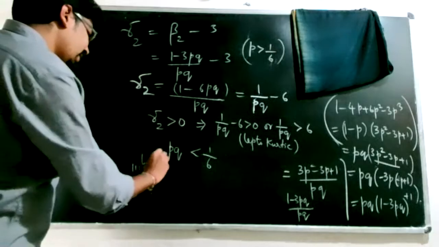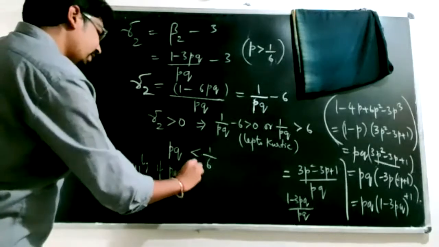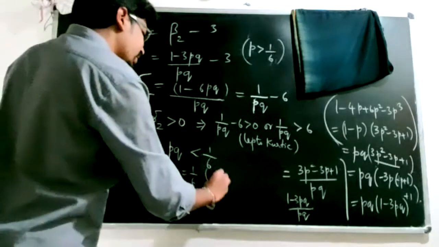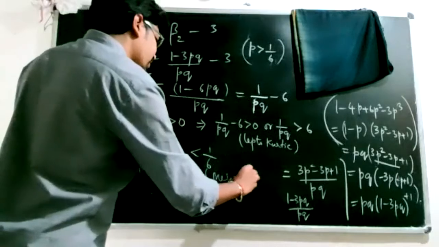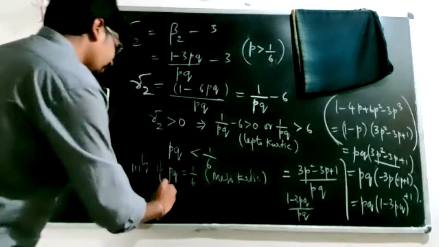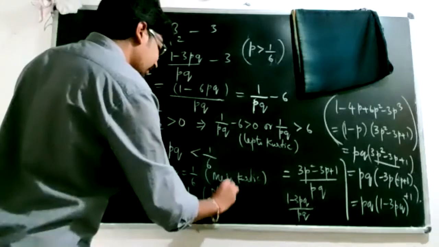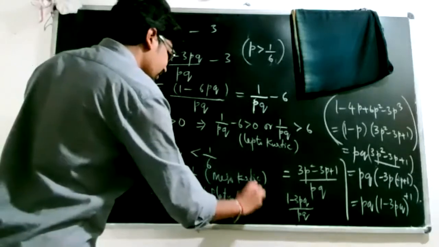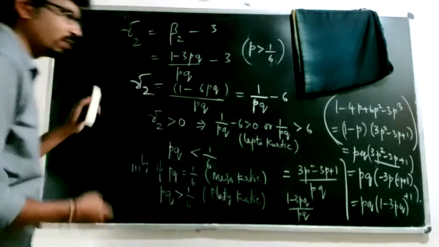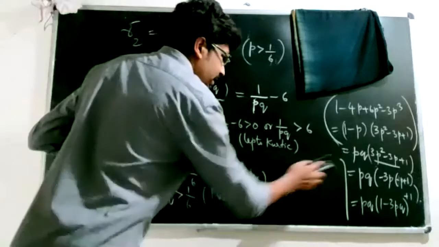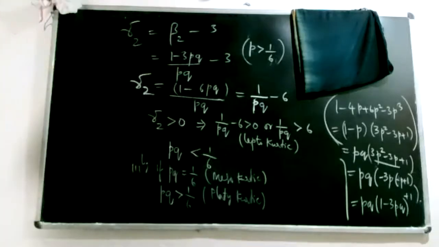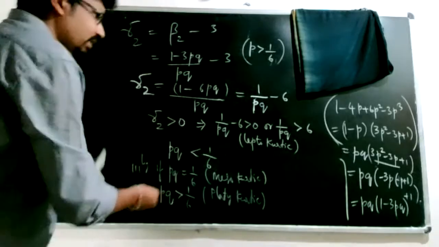Now similarly, if PQ is equal to 1 by 6, then the distribution is mesokurtic. If PQ is greater than 1 by 6, then it is platykurtic. So this is the interpretation. So just by looking into the value of P, you can say what type of kurtosis we observe.